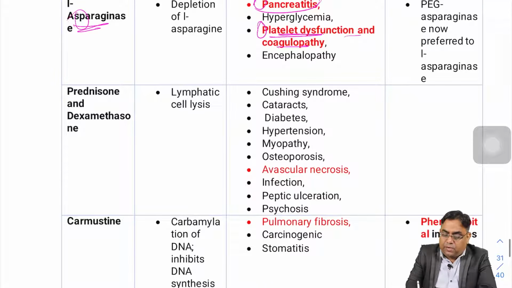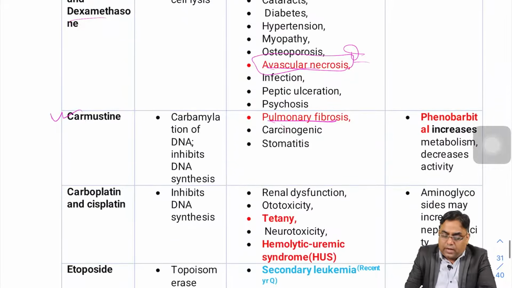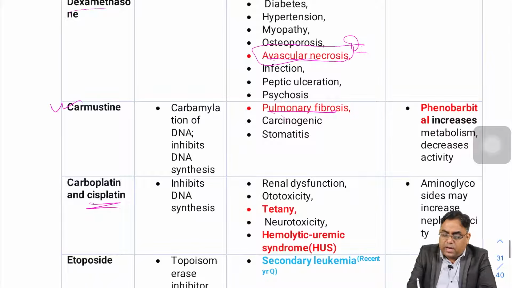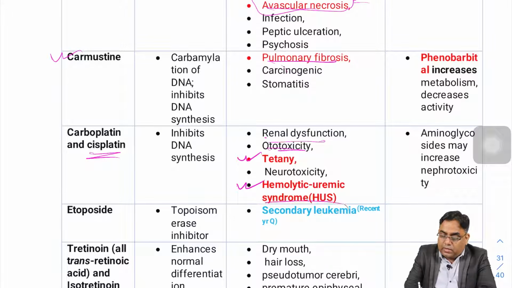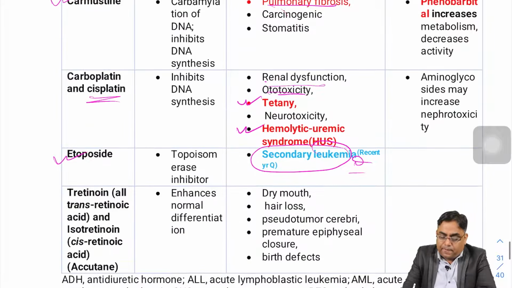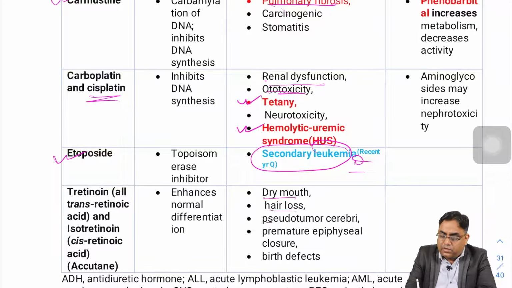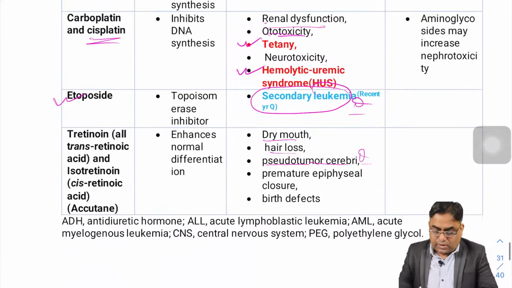Now, pulmonary fibrosis is a side effect of busulfan and prednisolone, the steroid side effect is avascular necrosis, commonly asked questions. And cisplatin side effects are tetany and HUS, other than renal toxicity and ototoxicity. Etoposide: another important side effect is secondary leukemia. Okay. And tretinoin: dry mouth, hair loss and pseudotumor cerebri. So, these are the common side effects of anti-cancer drugs.